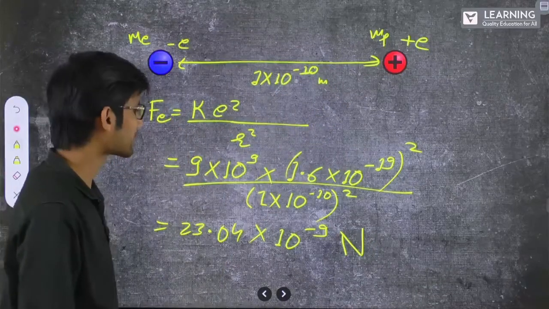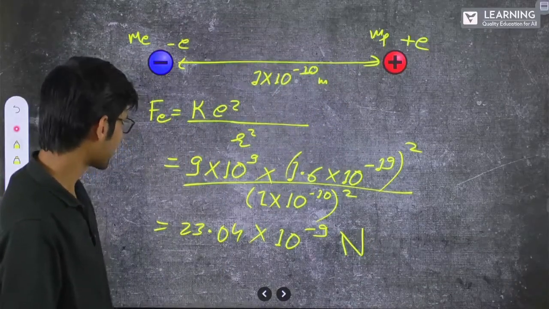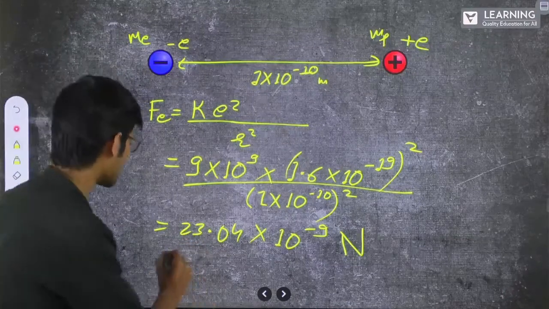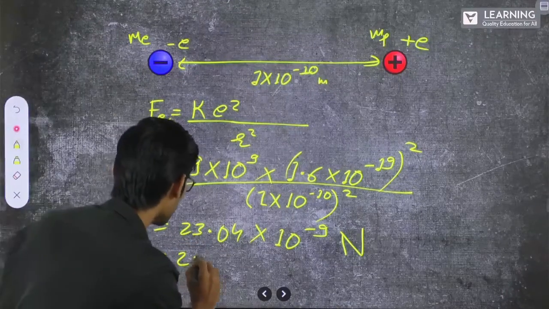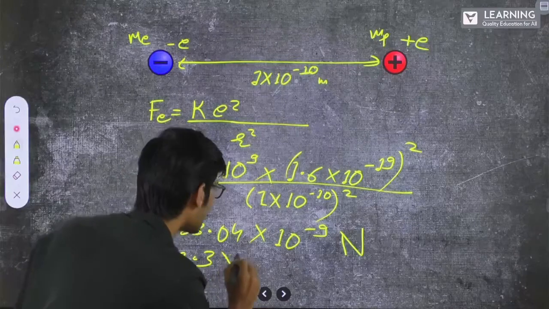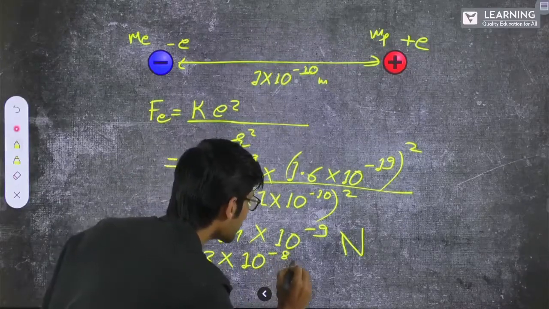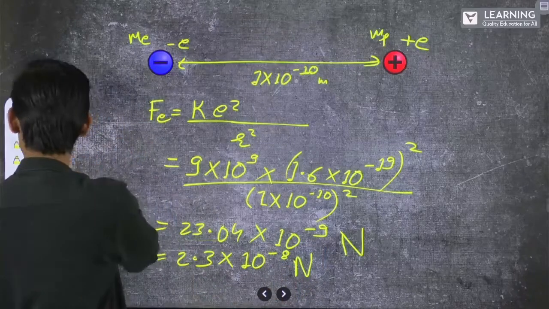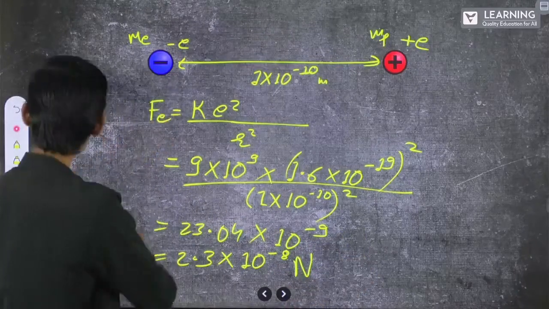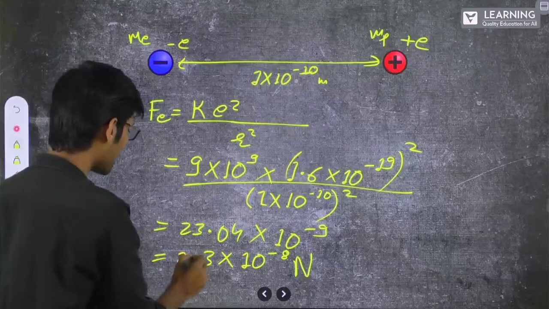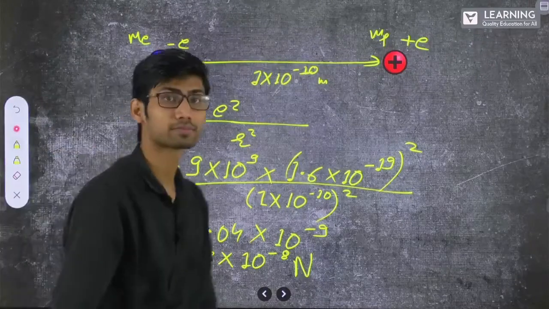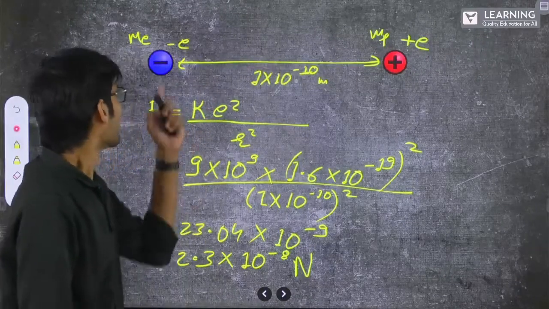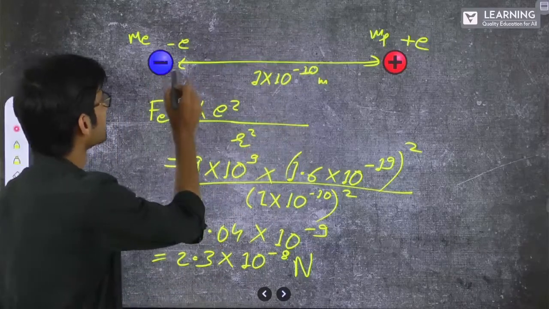Now we have to find the acceleration. I can write this force as 2.3 into 10 power minus 8 Newton. Can I write this as 2.3 into 10 power minus 8 Newton? Now, the acceleration.